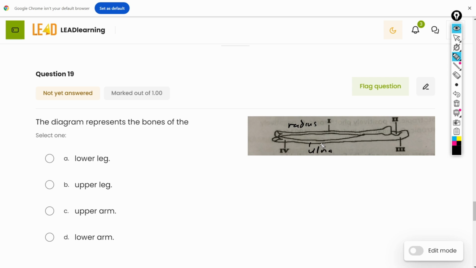Now, why are we not calling these tibia and fibula? The tibia and fibula are of unequal thickness. The tibia is very thick while the fibula is very thin. But you can see that these two bones are of equal thickness. However, the ulna is longer than the radius. So this is clearly the bones of the lower arm. So our correct answer is option D, the lower arm.